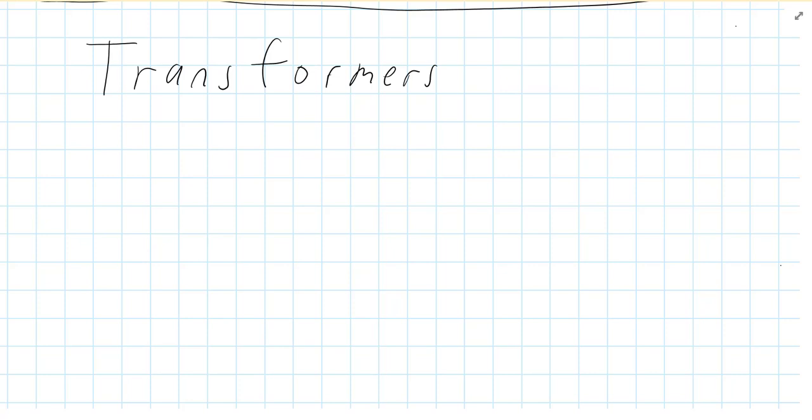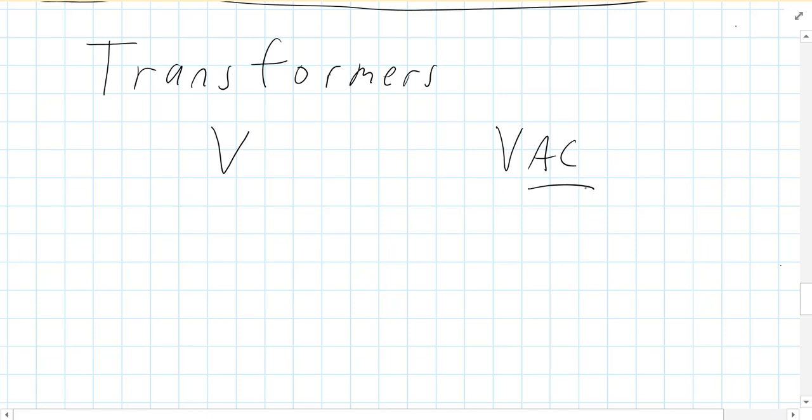So the first thing I'll mention is transformers only work with changing current, with alternating current. So for us, we use voltage as a V. In some videos, you may see it called VAC. The AC stands for alternating current. It's got to change back and forth. The reason that occurs is because all a transformer is, is two solenoids.